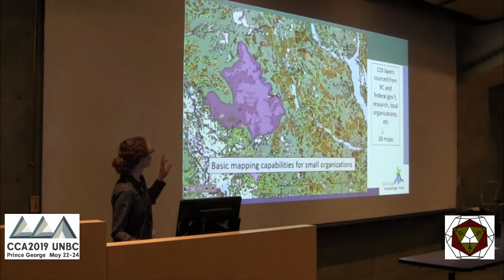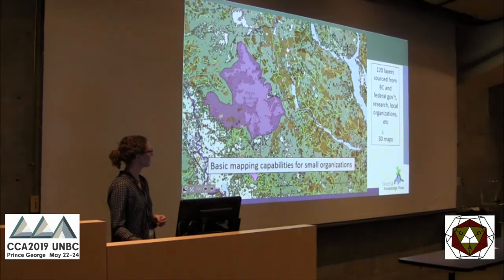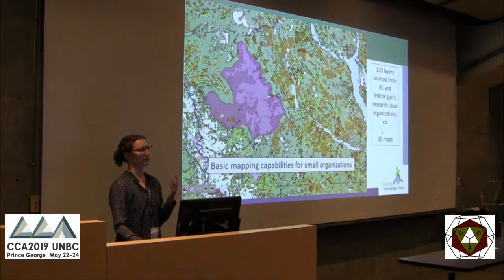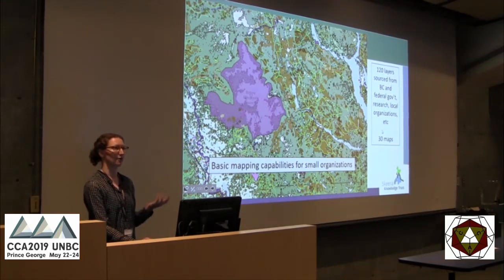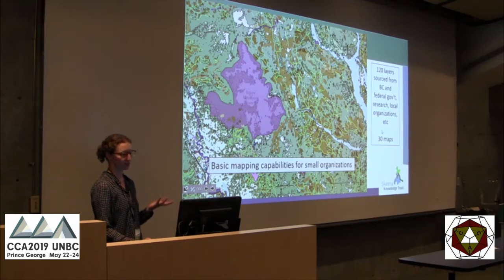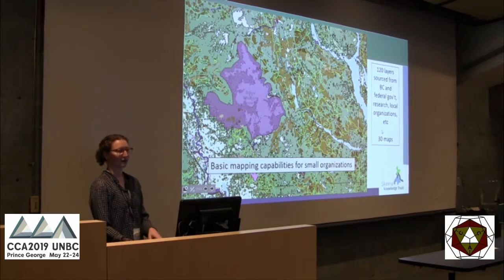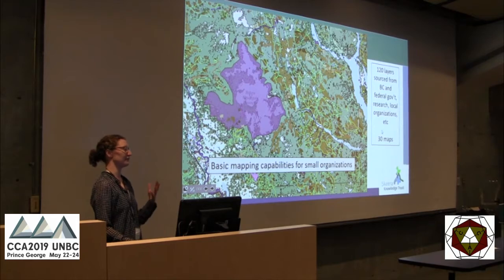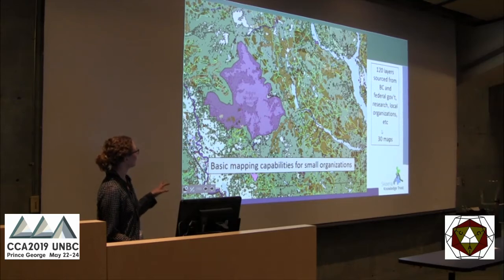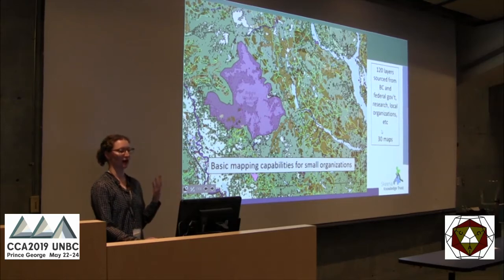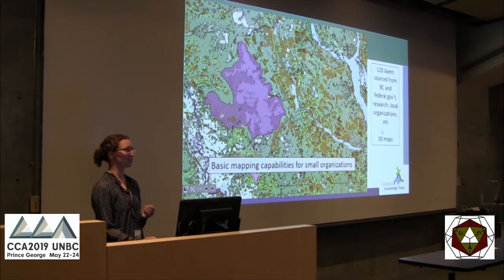We currently have about 120 layers in the portal, sourced from the provincial and federal governments, research projects that have been carried out in the region that might generate things like sampling points, and local organizations that have spatial boundary files. And then we also have 30 maps right now that are created by us or by users who are creating their own maps.